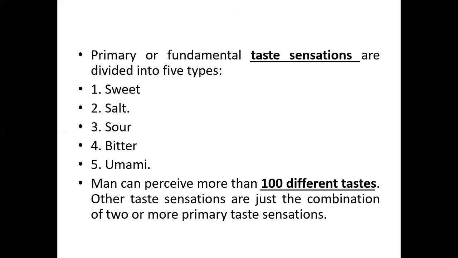So now, let's go to the primary taste sensations. These primary taste sensations are 5, like I said in the preamble. The primary or fundamental taste sensations are divided into 5 types: sweet, salt, sour, bitter, and umami. These are the 5. Umami was recently discovered, but we'll talk about it as we go on. Man can perceive more than 100 different tastes, and this is just a combination of the 5 basic taste sensations.